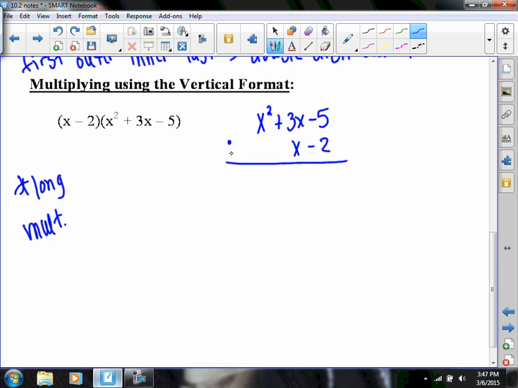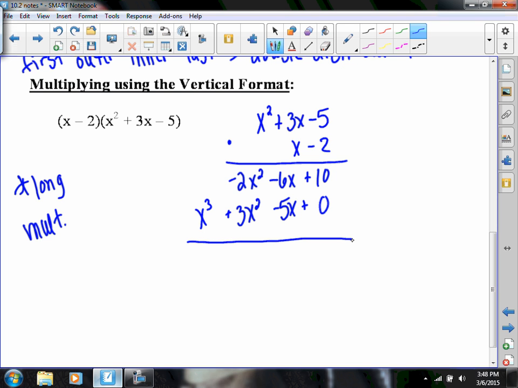And then I'm going to multiply. So I do -2 times -5, that's a positive 10. -2 times 3x, that's a -6x. -2 times x squared, that's a -2x squared. And then usually when you multiply, you put that 0 in for the placeholder. Okay, then x times -5 is -5x. Then x times 3 is 3x squared. And then x times x squared would be x to the third.